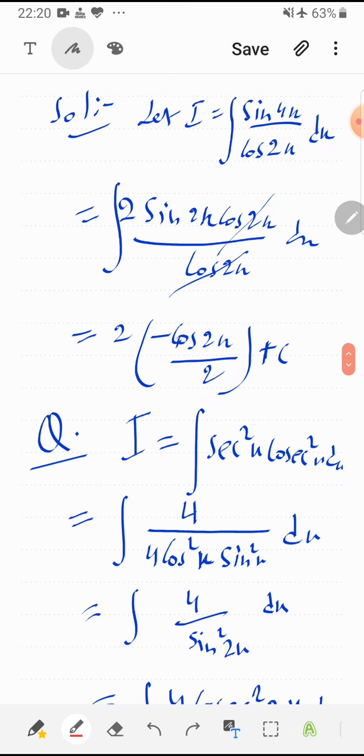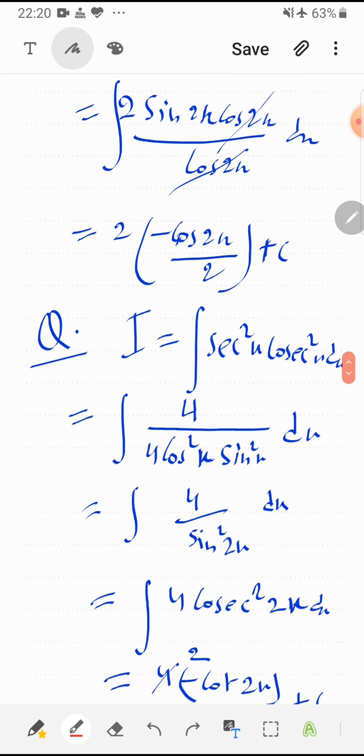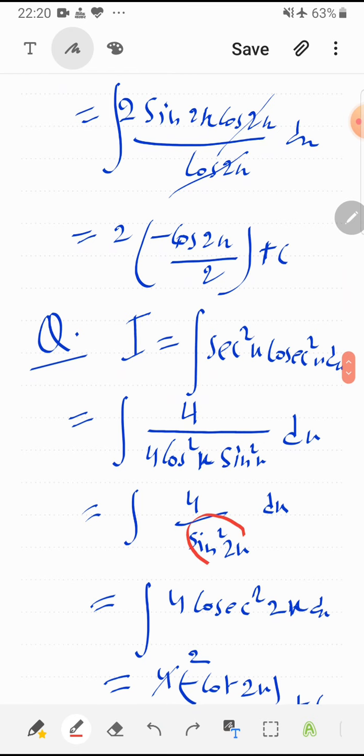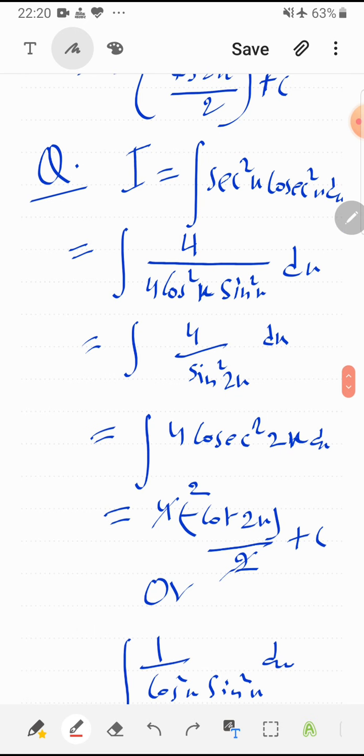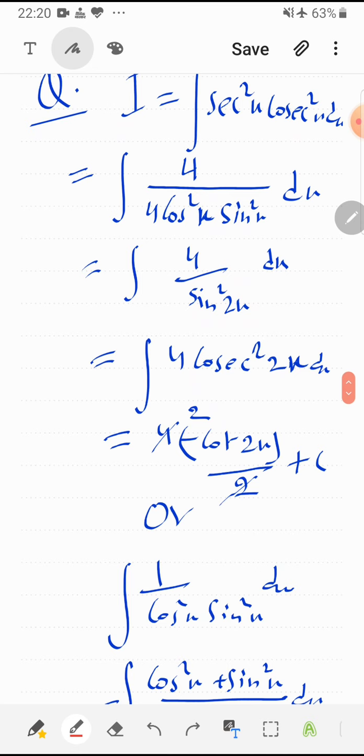First, let us convert this into sine and cos, and then multiply and divide by 4, so that the 4 in the denominator can be written as 2 square, and it is 2 sin x cos x, so sine 2 theta. So it is sine square 2x. Finally, 1 by sine square is cosecant square 2x, and the integral of cosecant square is minus cot 2x upon 2, so it is done.